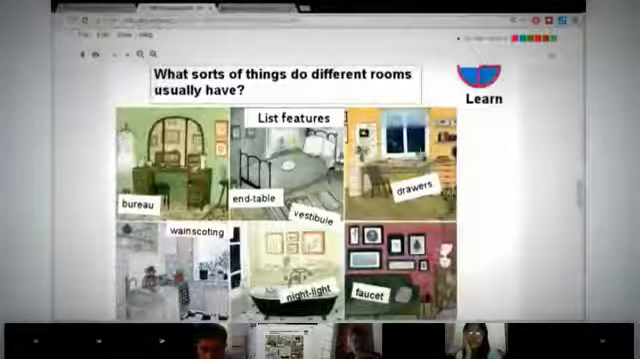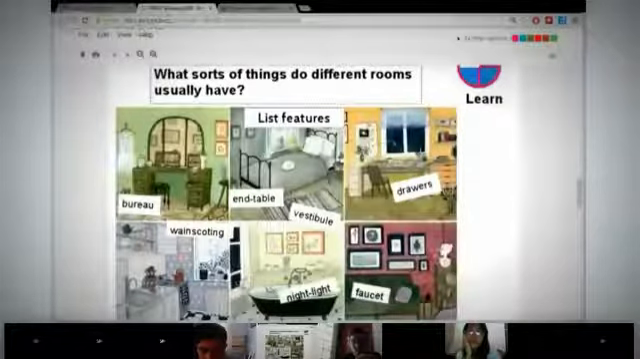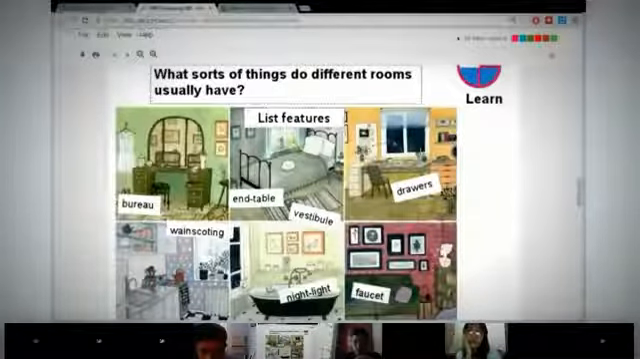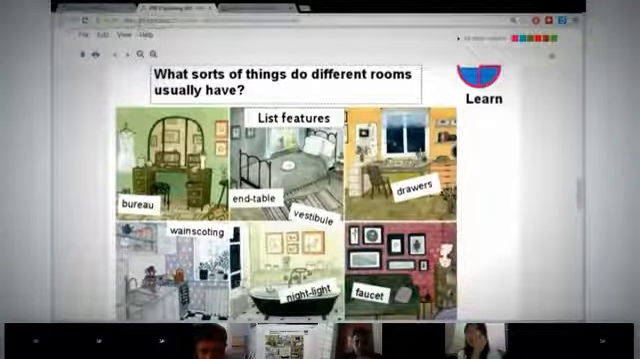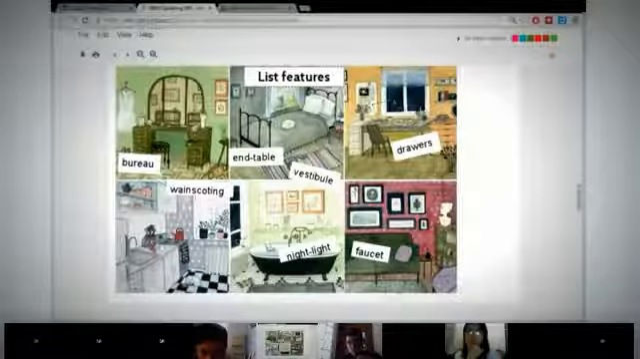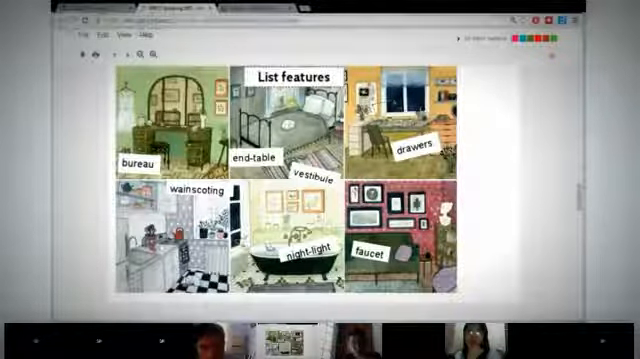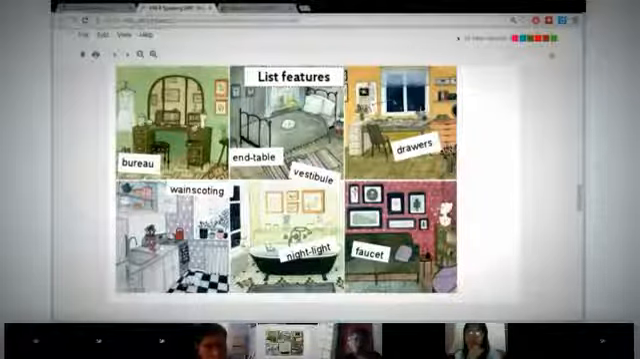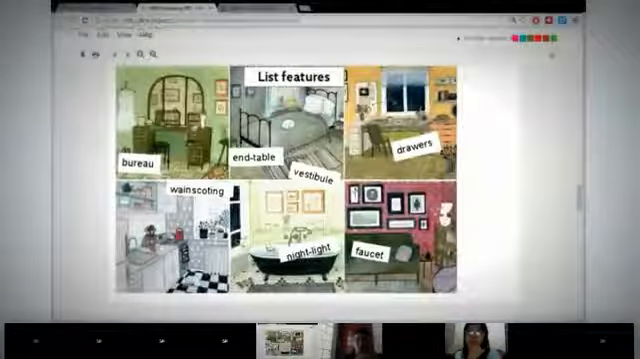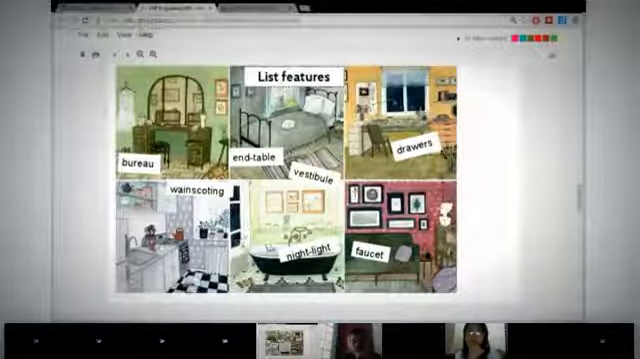Okay, so if you're following along on the PDF, we're on page 4. Otherwise, you can see on screen what sorts of things different rooms usually have. I've given you some ideas there on screen, but you'll notice that the words don't necessarily fit with the picture. Sometimes they do, sometimes they don't. So I'd like you to think about where those words fit, what the name of the room is, and what else you could find in the room. Let me turn this off so I can see your faces.